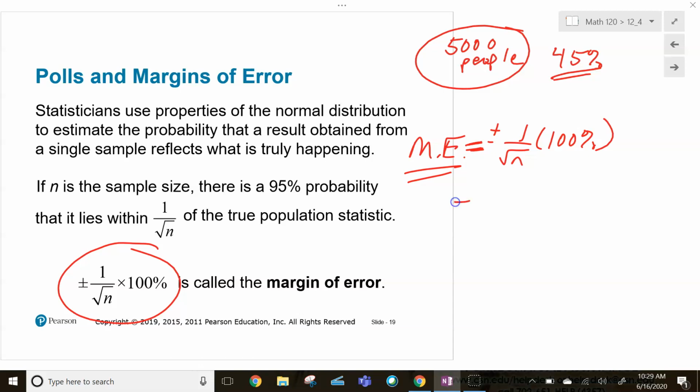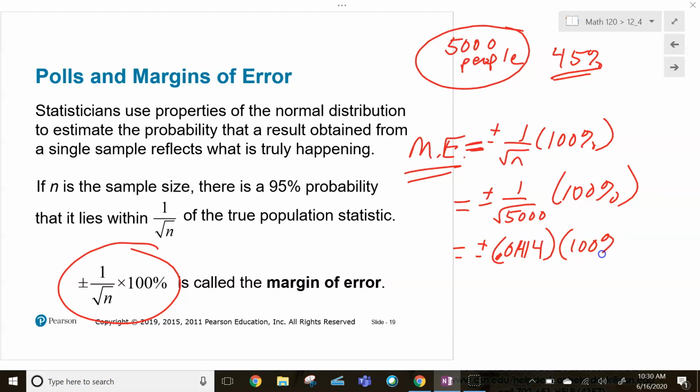Well, there's a margin of error here. So you plug it in, 1 over square root of 5,000 times 100%. So I punch in 1 over square root of 5,000, and I get 0.01414, blah, blah, blah. Anyways, it keeps going. And then times 100%. So plus minus, that'll move it over 1.4.